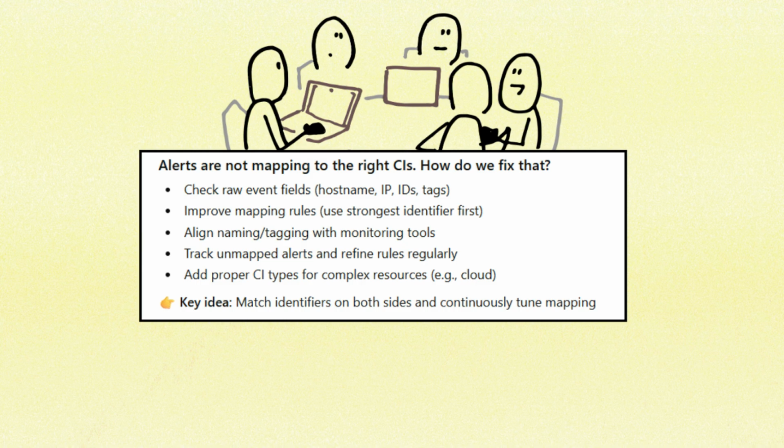And for cloud and complex resources, we define CI models that match how monitoring tools represent the infrastructure. So these are the few steps which we can follow. Here the goal is consistency across the systems, so binding becomes reliable here.